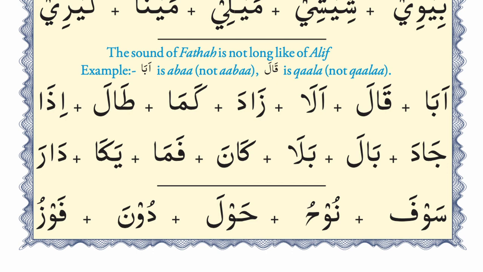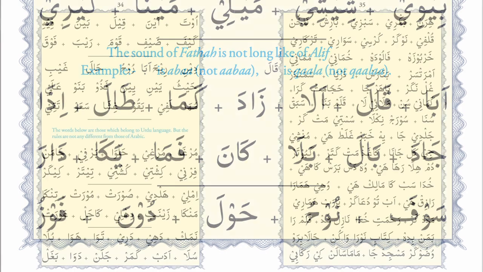The first letter has fatha and there is a blank alif after it, so the first letter will be prolonged. The second letter has no blank alif after it, only lam jazm, so that letter will not be prolonged at all. So it will be read: qala, zada, kama, tala, ida. So this is how we have to read it carefully.